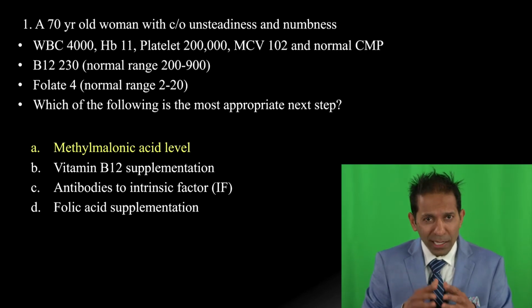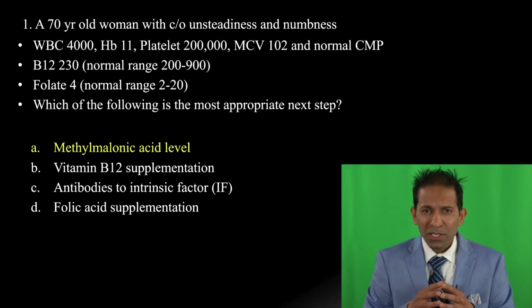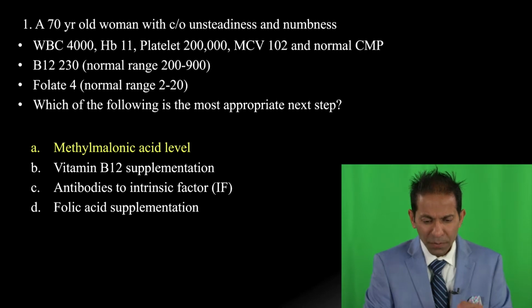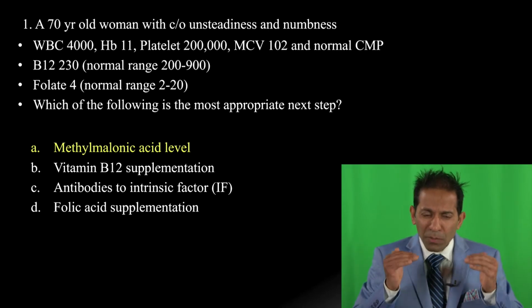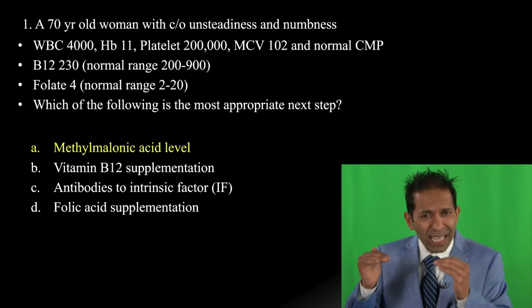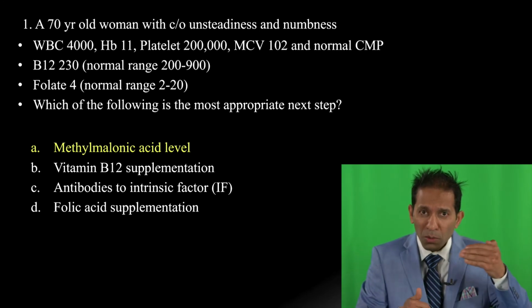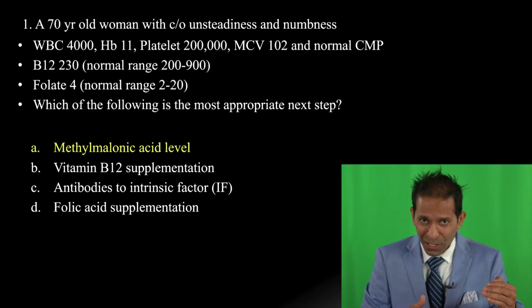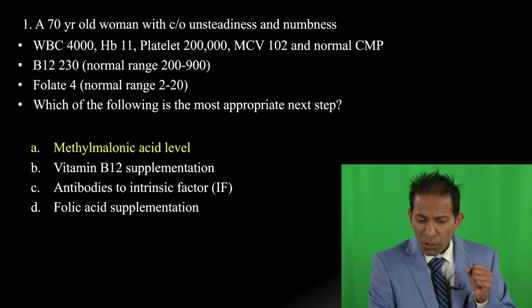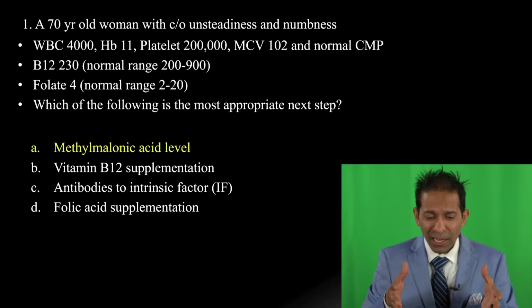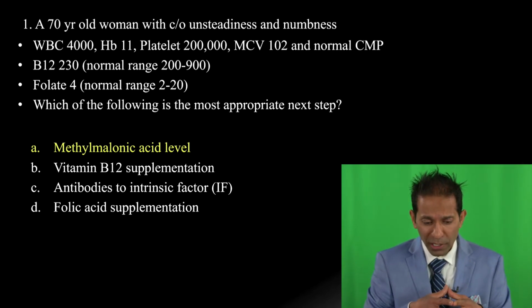We will check her methylmalonic acid level. This patient most likely has vitamin B12 deficiency based on her symptoms, because she has unsteadiness, numbness, and slight macrocytic anemia. However, checking the B12 level has low sensitivity and specificity for diagnosing B12 deficiency. So in order to confirm the diagnosis, the best step is option A. We would not give her B12 supplementation or folic acid supplementation at this point because we don't know the diagnosis, since her folate level is also borderline low.